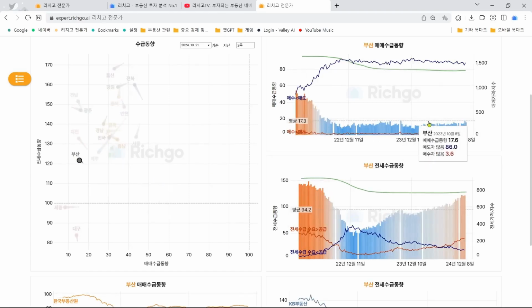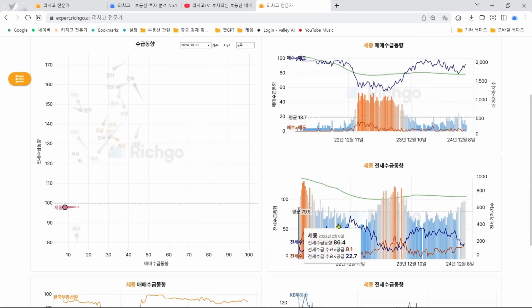Next, Busan is still not doing well. There is almost nothing available in Busan right now. There's no change. The good news is that the rental demand is gradually improving, so the improvement in rental demand is a somewhat positive aspect, but the buying and selling market is still somewhat frozen. You can see it this way.